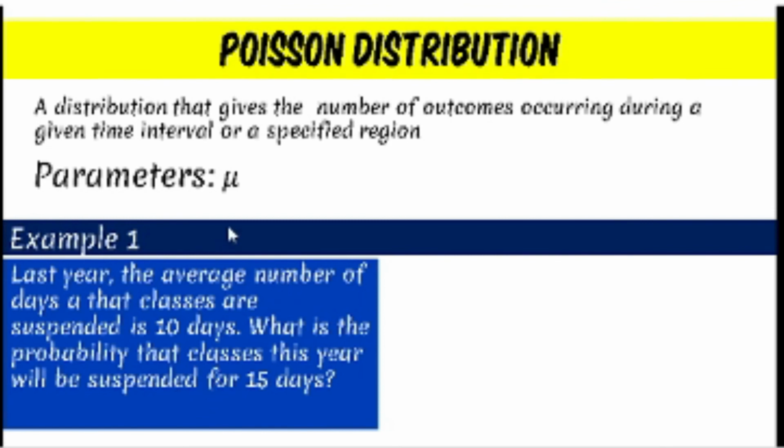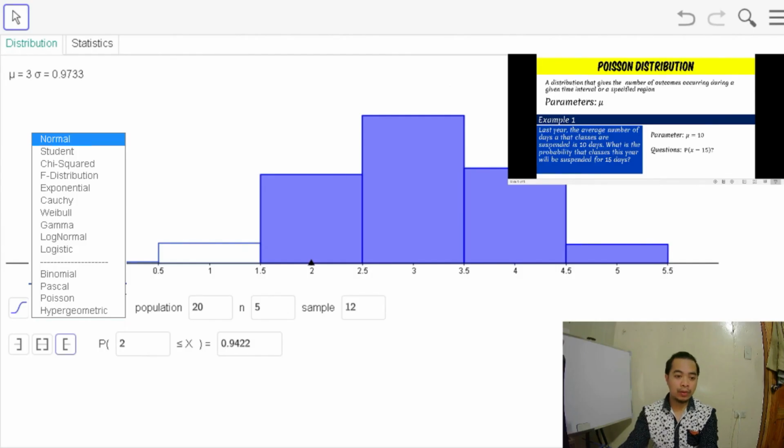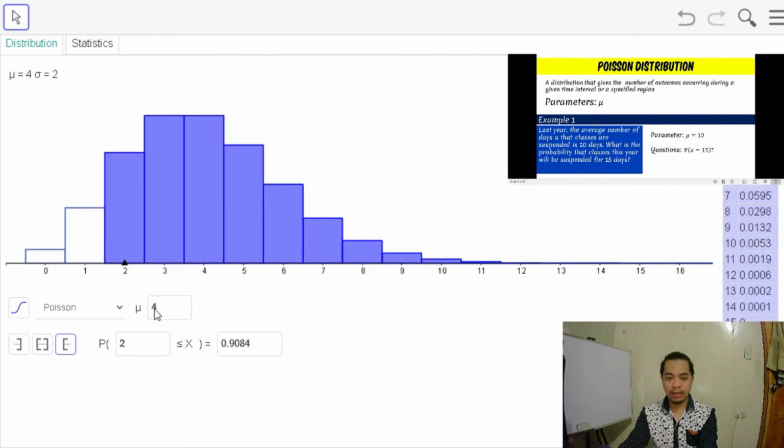And again, we only need one parameter, the population mean, which is given in the problem, that's 10. Mathematically, the problem is the probability that x is exactly equal to 15. It's not less than, it's not greater than, but it's exactly 15. So let's go ahead and do that in our GeoGebra. So let's look for the Poisson. It's the second to the last distribution, and then we input our population mean, which is 10.